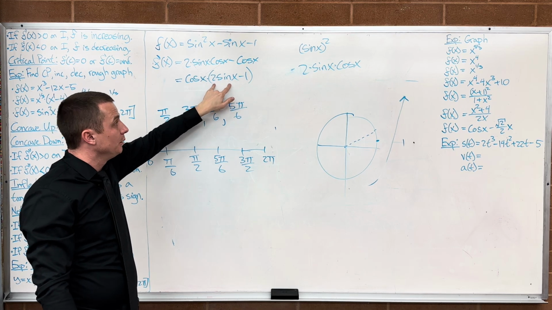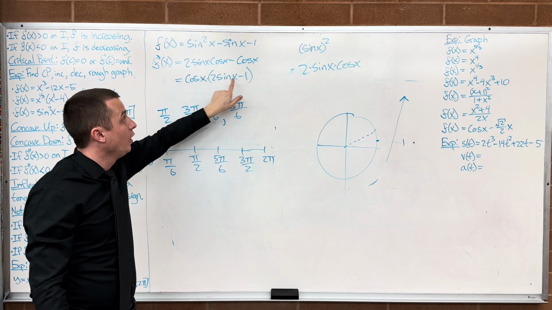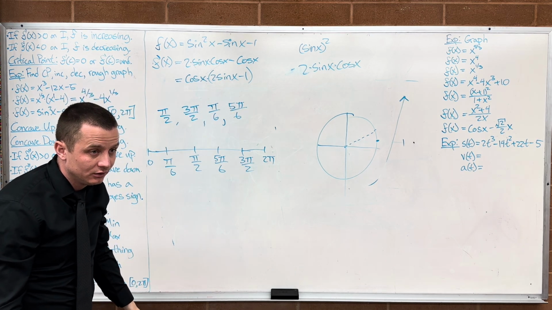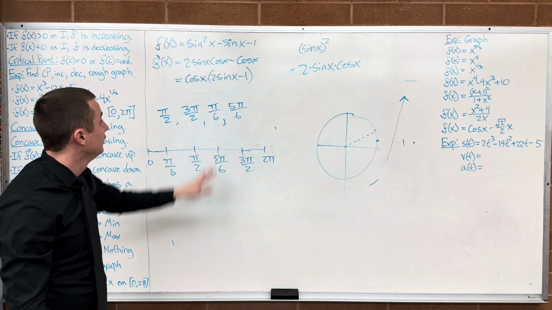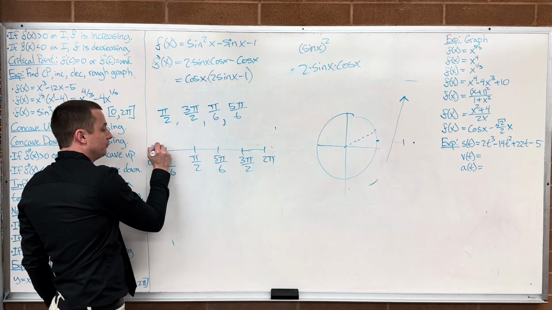So 2 times something smaller than 1/2 is smaller than 1. It's still positive. Smaller than 1 minus 1 is a negative number. So negative times positive is negative. This function would be decreasing from 0 to pi 6.